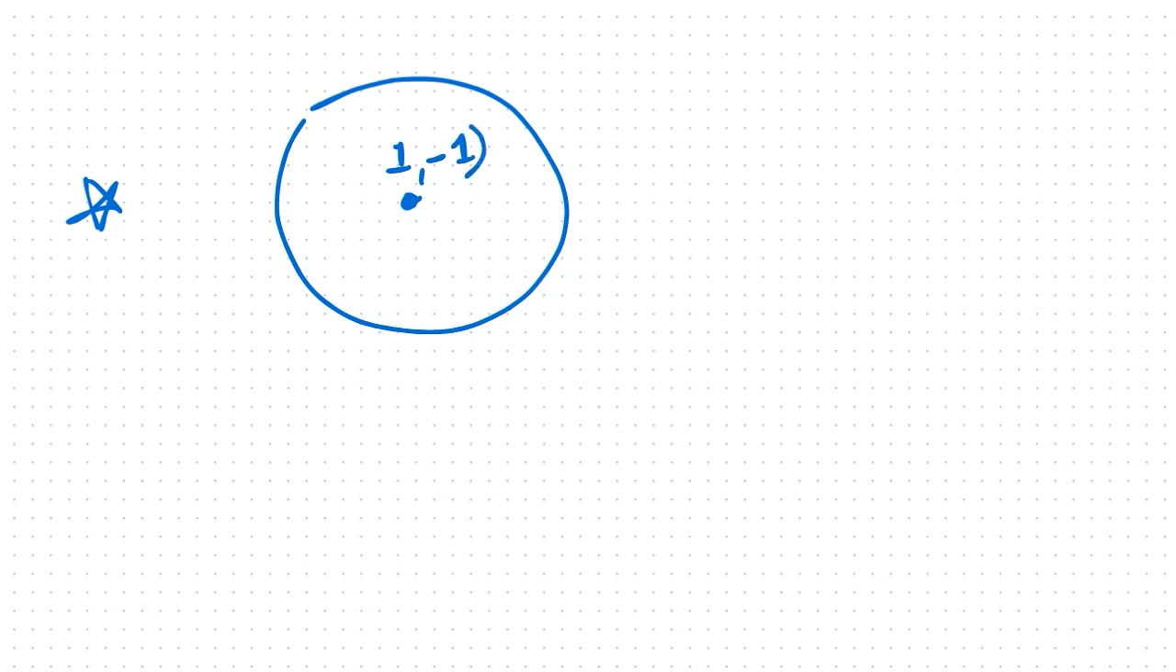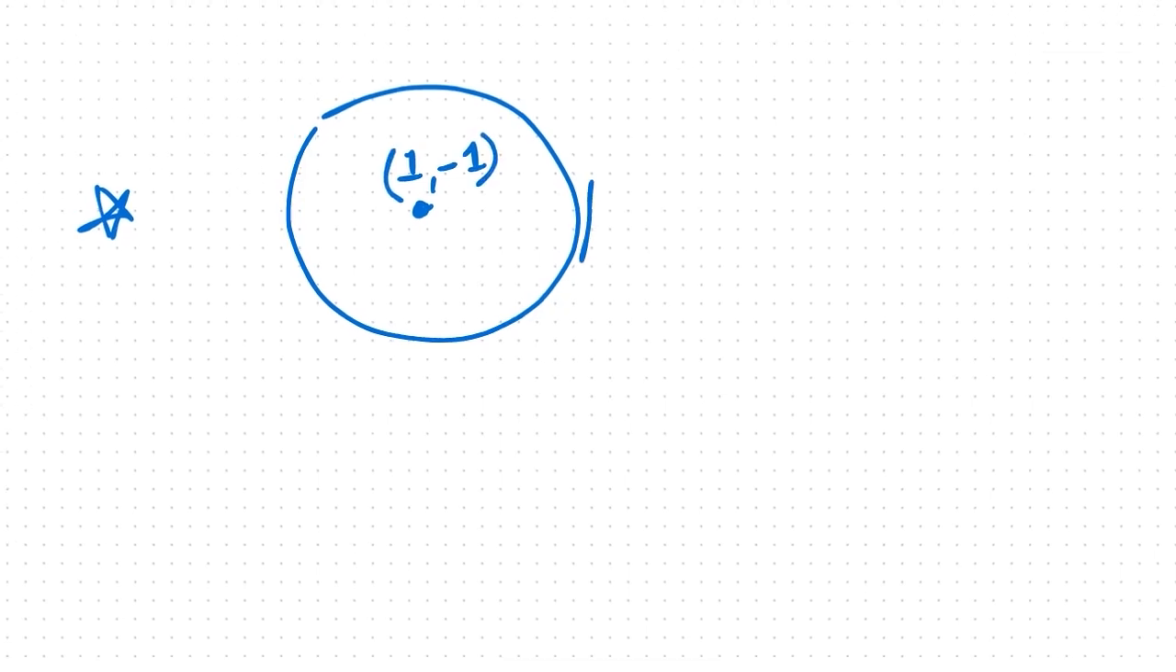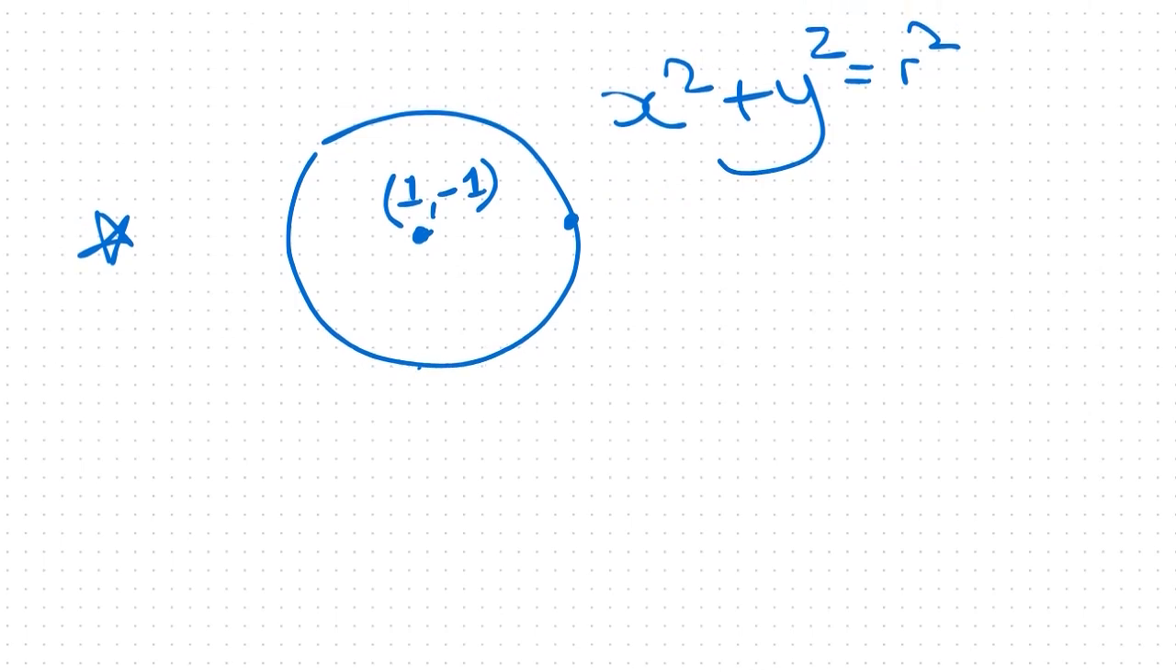So let's say there is a circle. Center is given. Let's say this is a tangent. It's supposed to touch the circle. Do you know the equation of a circle? It's like x squared plus y squared equals r squared. What is the center of this circle? The origin, 0, 0.